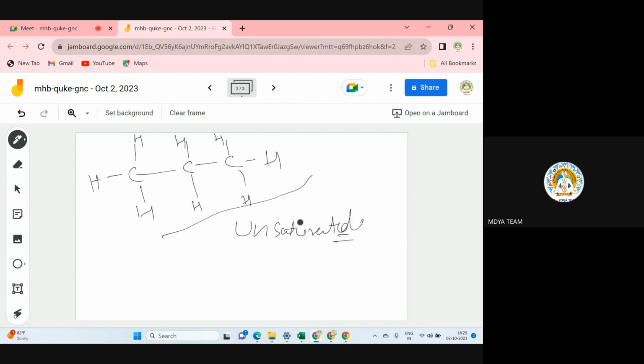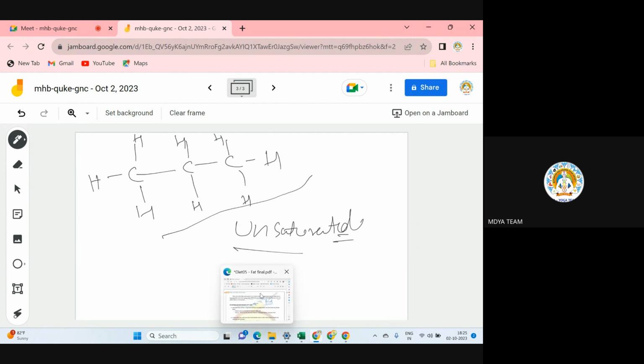Okay, so I hope you understand. Is it clear? Yes, sir. Sir, only when there is a double bond, there is a possibility of change in the structure, then it becomes an unsaturated bond. Yeah, then it is unsaturated. And when there is no double bond, then it's a saturated fatty acid. Yes.